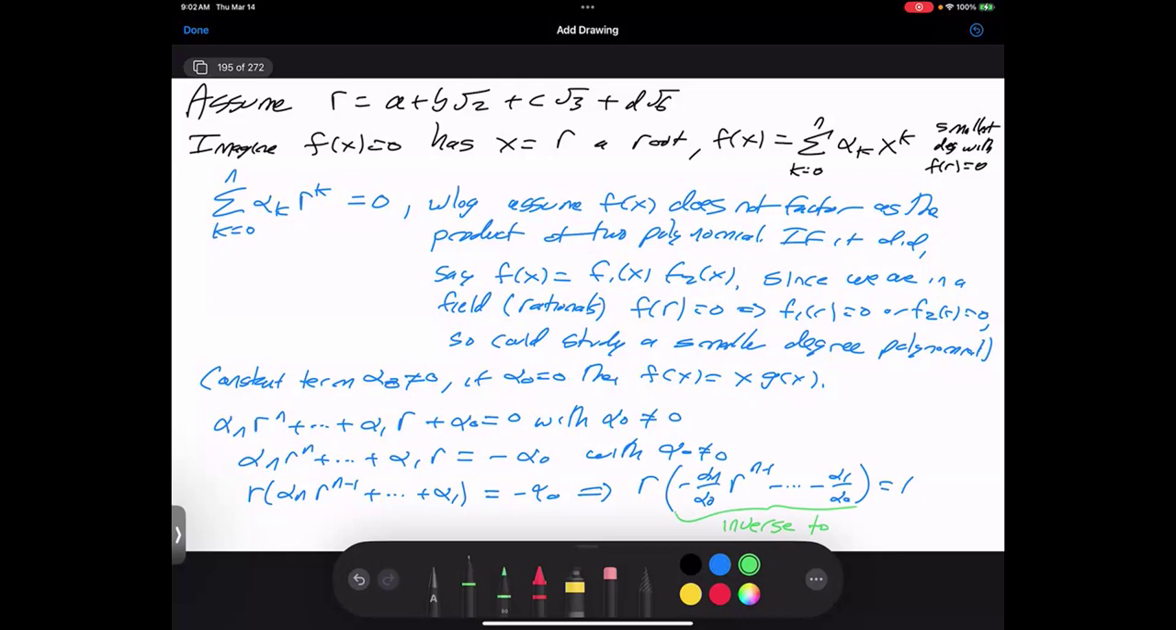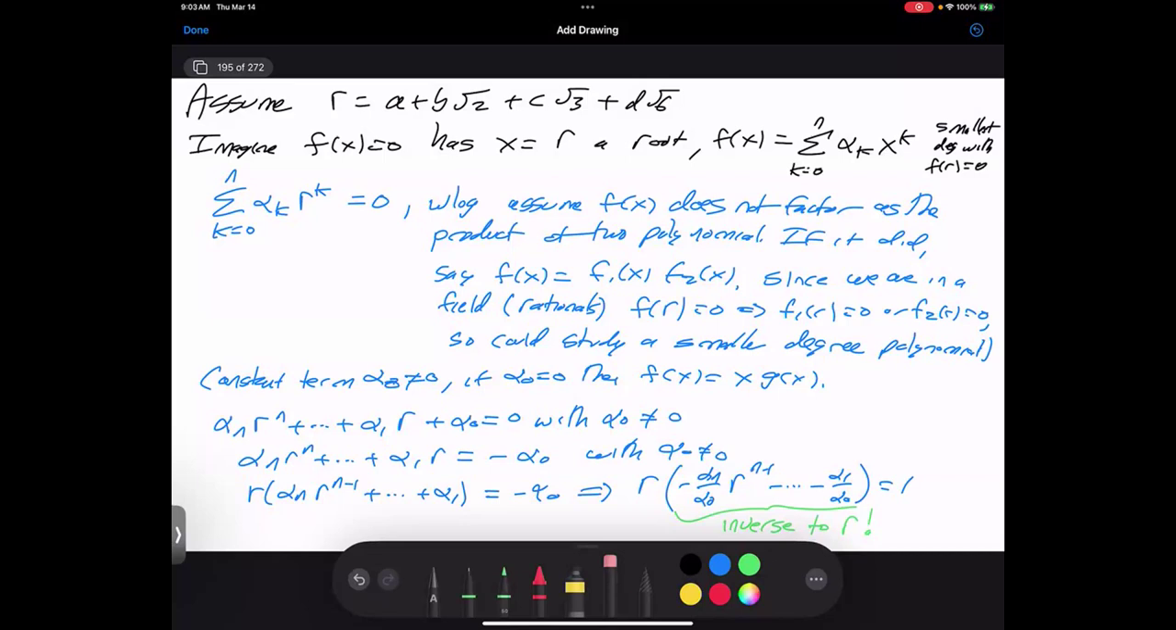So if we can find a polynomial where r is a root, we can now find an inverse. And that inverse will have the coefficients in the rationals. So this is giving you the power of being able to look at these polynomials that have this as a root. So if I give you a number of this form, I have to find a polynomial where this is a root. And if I can find such a polynomial, we're done.